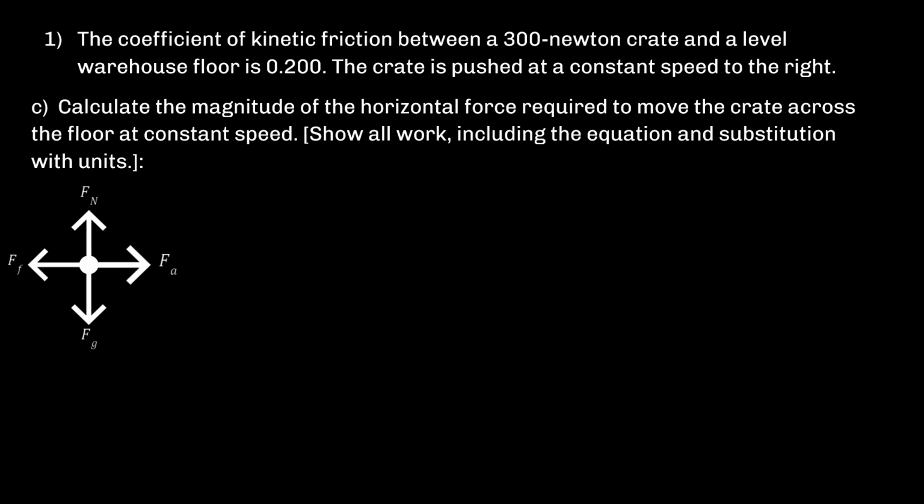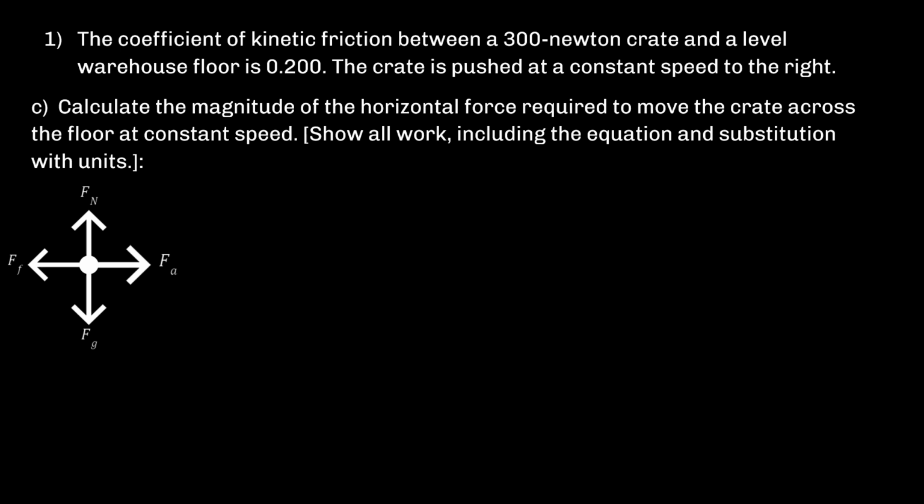All right, so moving into part C of my example, we're going to calculate the magnitude of the horizontal force required to move the crate across the floor at constant speed. We're going to show our work, including the equation and substitution units. Again, it means we're going to start off with one of our equations from the reference table and then plug in with the proper units. You can see here that I have my free body diagram. That was part 1 of my problem solving process. Now I want to set up my equations here.